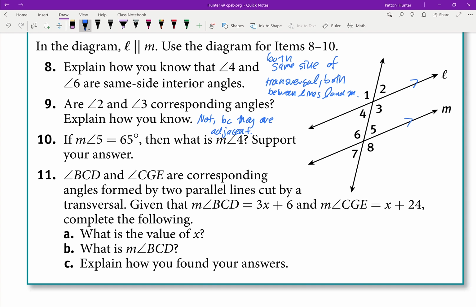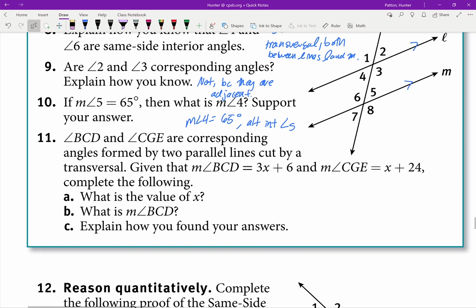Number 10. If the measure of angle 5 is 65 degrees, then what is the measure of angle 4? So angle 4 and angle 5 are alternate interior angles. We know that by the alternate interior angles theorem, they are congruent. So if the measure of angle 5 is 65, then the measure of angle 4 is also 65 degrees. And that's because they're alternate interior angles. Okay, the little angle sign, I'm just doing a little shorthand there.